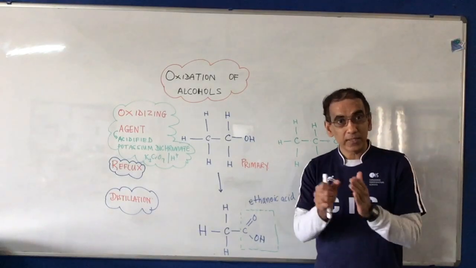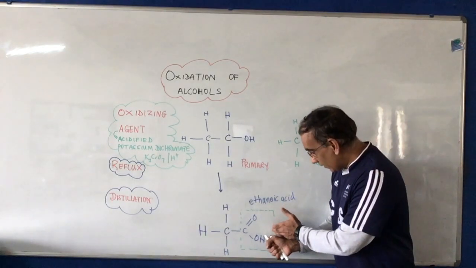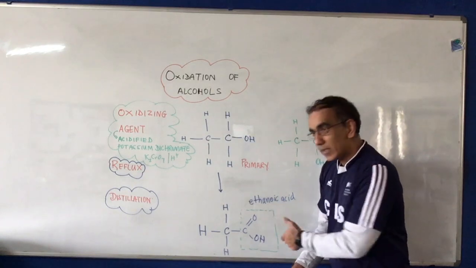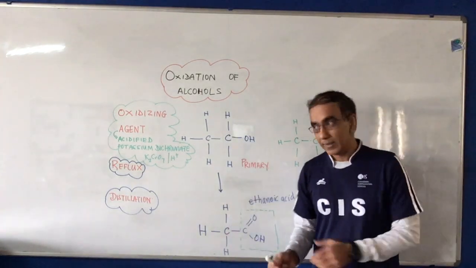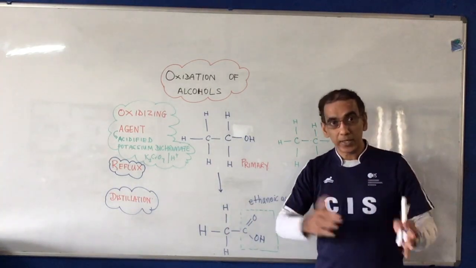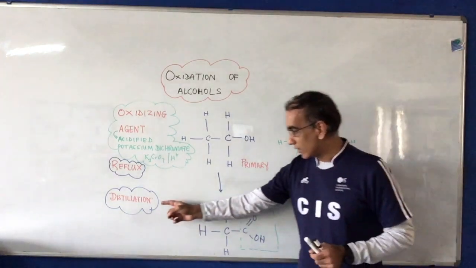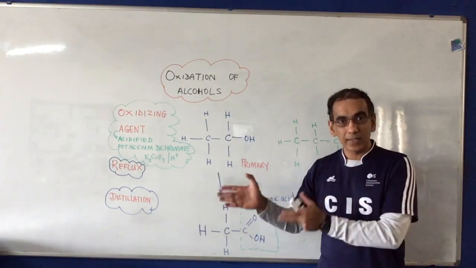And this important difference between the end product, the carboxylic acid, and the intermediate product, ethanal, allows us to separate the 2 products by the process of distillation. Let's take a look at this distillation setup.